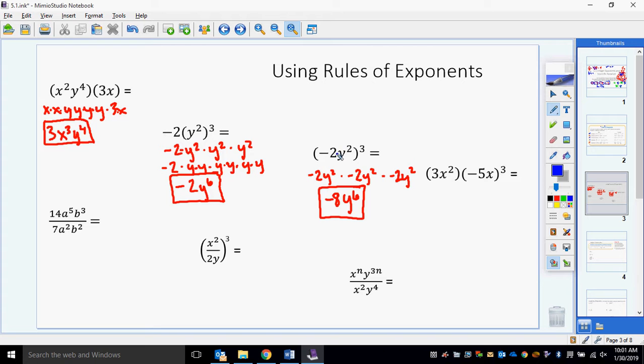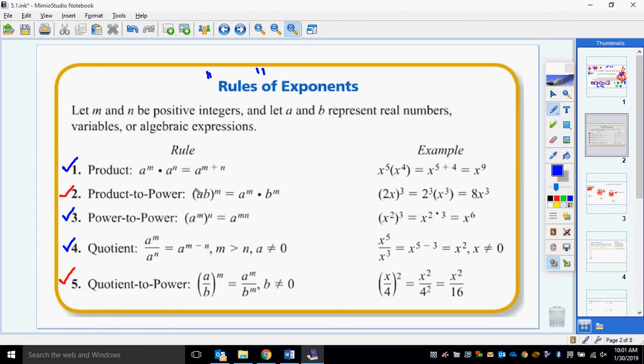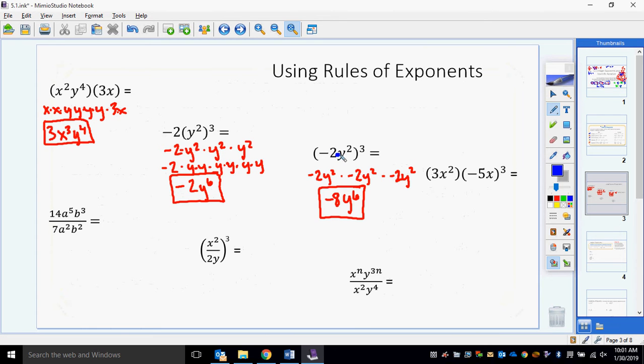And if you remember, this is a product to a power rule. This would be like number 2, product to a power, because in my parentheses, I have 2 things being multiplied, a negative 2 times a y squared, and then they're being raised to a power. So think of it as this negative 2 being cubed and this y squared being cubed, almost like a distribution, but not really. So negative 2 cubed means negative 2 times negative 2 times negative 2. So that's how I'm getting negative 8.